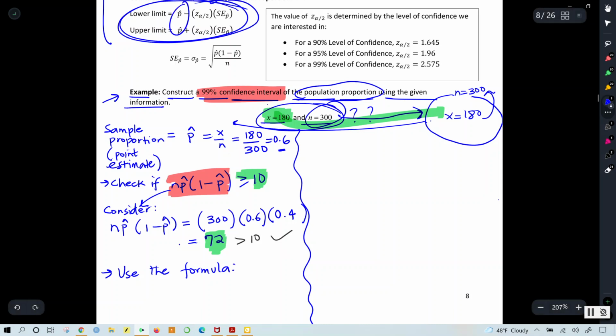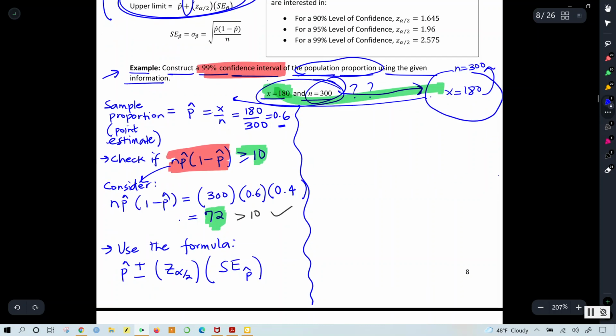So I have p-hat, and the next thing is the operator, plus or minus. Then z of alpha over 2, and then you have the standard error of p-hat. So let's begin. For p-hat, I already have 0.6. The next thing I need is z of alpha over 2. So how do I get z of alpha over 2?